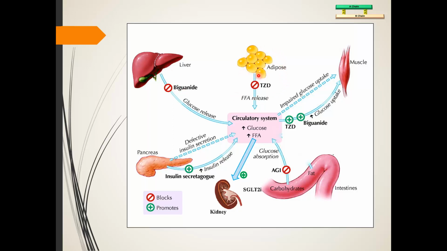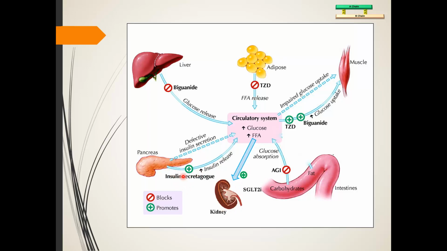Second is adipose tissue. It releases free fatty acids. Thiazolidinediones block this part. So it increases glucose absorption in the adipose tissue as well as free fatty acid release is inhibited. Glucose reuptake in the muscle by increased action of GLUT4 is promoted by thiazolidinedione as well as metformin. Absorption of glucose from the intestine is inhibited by alpha glucosidase inhibitors. SGLT2 inhibitors increase renal excretion of glucose.